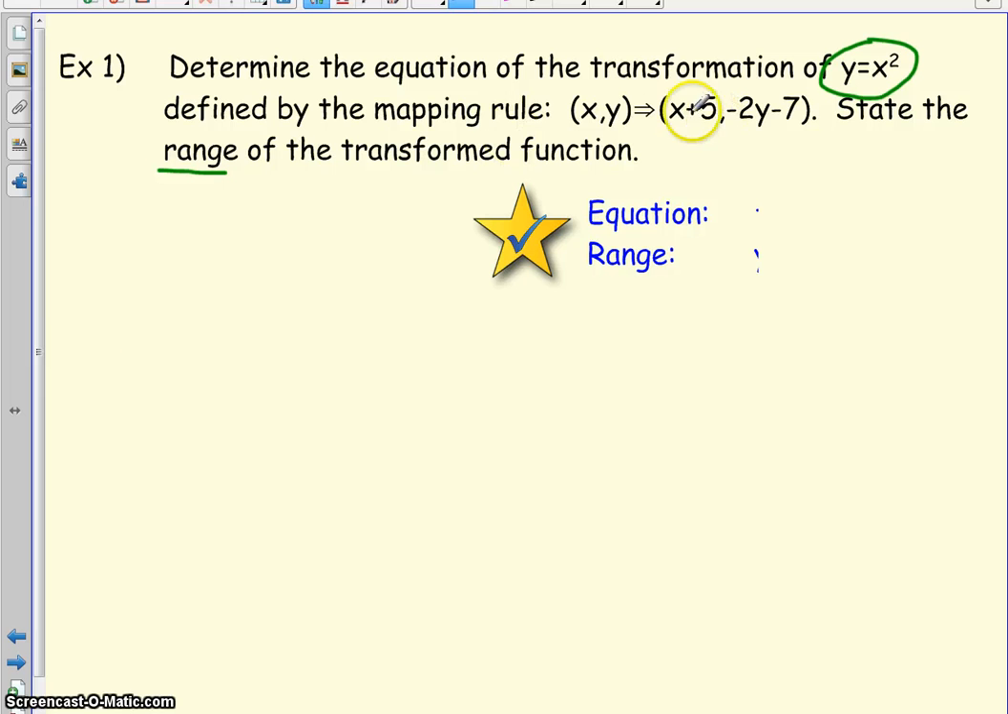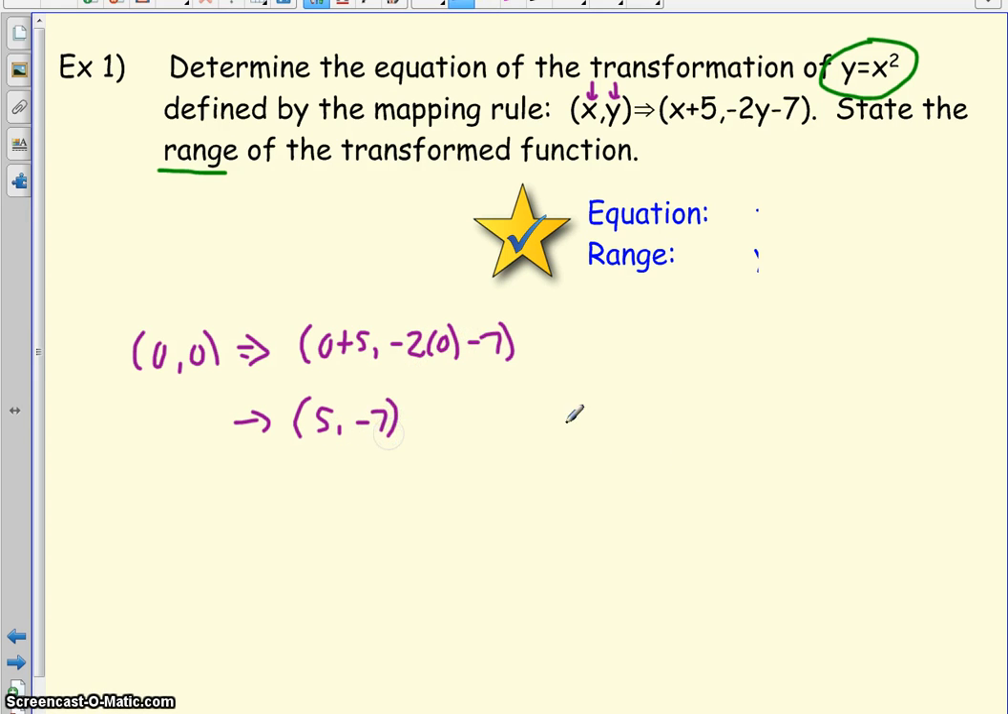So let's just say I'm taking the point (0, 0) and putting that in my mapping rule for x and y. Well, that means I'm replacing the x value with 0 and the y value with 0 as well. So when I put it through my mapping rule, it's going to give me 0 plus 5 and negative 2 times 0 minus 7. Okay, so again, do each coordinate separately. 0 plus 5 is 5. Negative 2 times 0 is 0, minus 7 is minus 7.